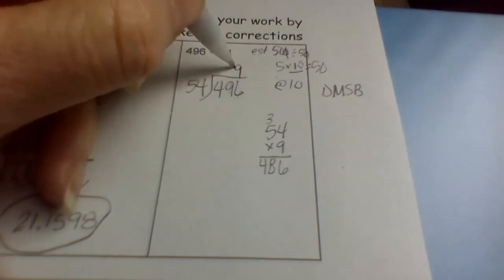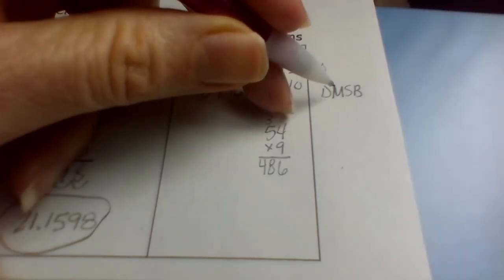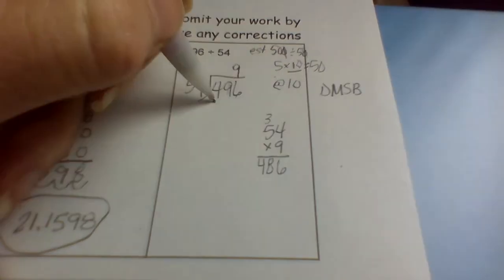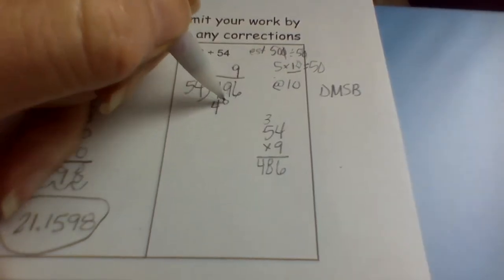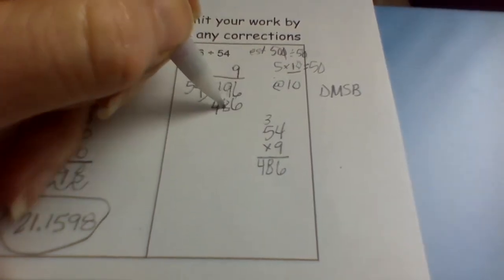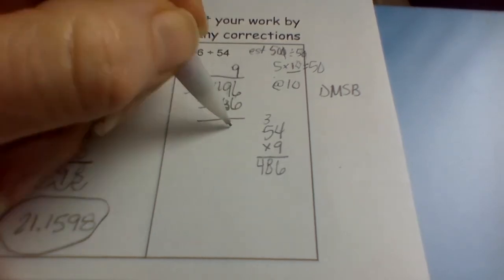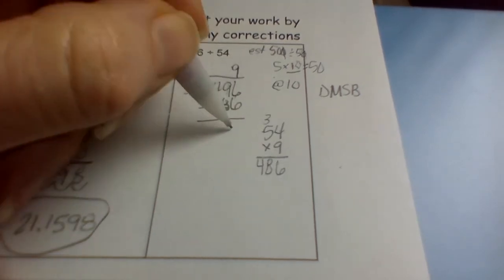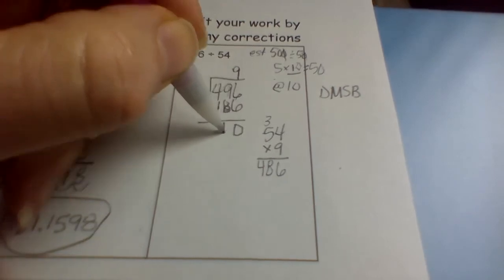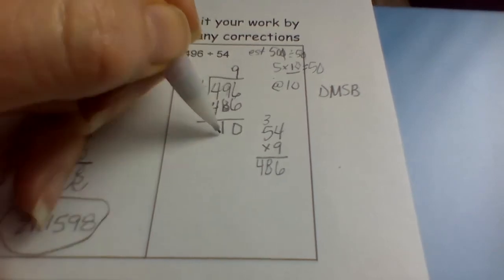So then I did my multiplication, my 54 times 9, and now I'm going to subtract. So 496 minus 486 gives me 10, right? 6 minus 6 is 0. I almost wrote something else. 9 minus 8 is 1, so I have 10. 10 is smaller than 54.